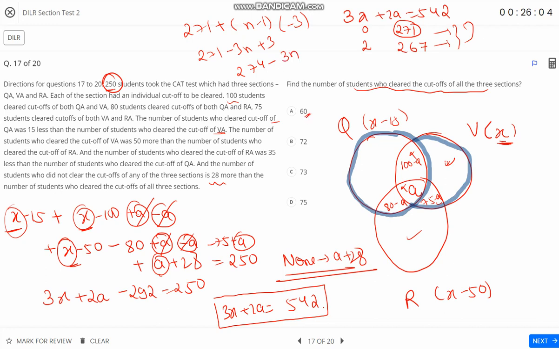If you plug in 60, we'll get 274 minus 60 by 3, right? We should get an integer, and that is very obvious. We are equating the general term to each of the options for the number of students who cleared all these sections. We should get an integer n, then only it will satisfy. So 274 minus 3n equal to 60 won't give me an integer, so option 60 is discarded.